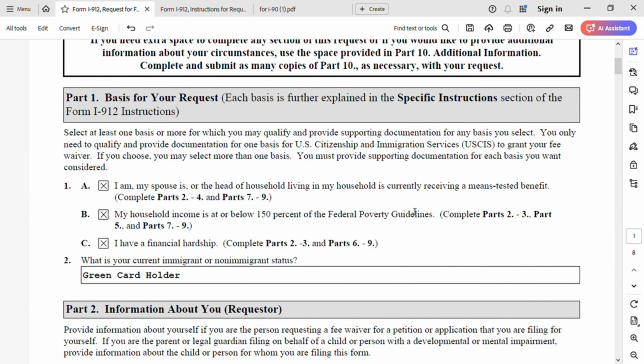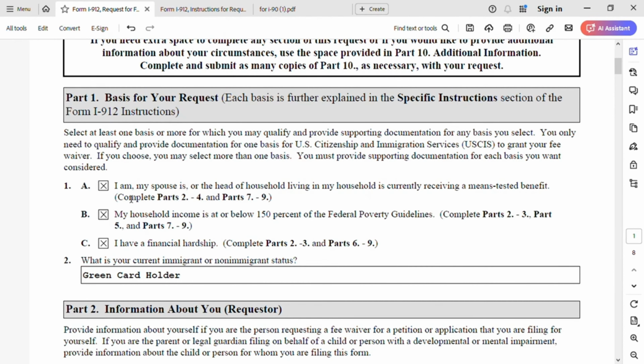If you choose, you may select more than one basis. You must provide supporting documentation for each basis you want considered. It is very clear. You might select all of them, but you need to provide supporting documentation for each basis you selected. In this video, we're gonna do 3 of them just for learning purposes.